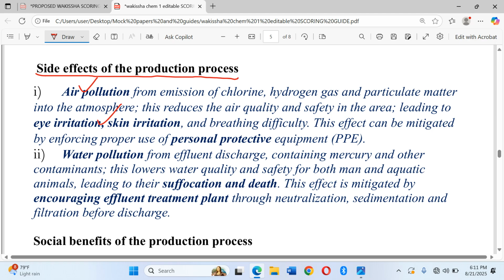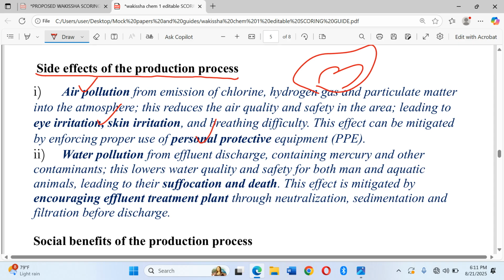This effect can be mitigated by enforcing proper use of personal protective equipment. I believe this is a very good point, pregnant point, and you can get all your 3 scores. We need only 1 point, which is very well explained like that.